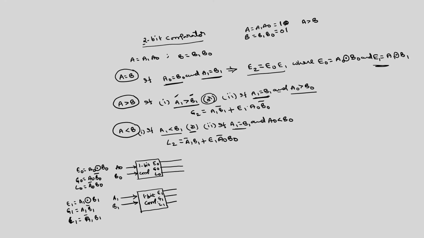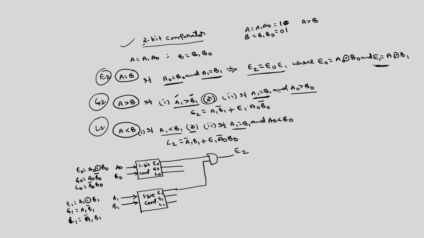Now, I have got these expressions. Now, how to implement the overall E? This E0 E1 AND operation is nothing but E. The output of this 2-bit comparator we are calling E2, G2, L2. What is the expression for E2? E2 is nothing but E0 E1. We just AND these two, and you will get E2, the output of this 2-bit comparator.